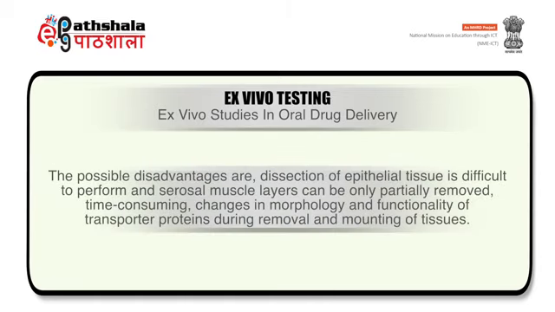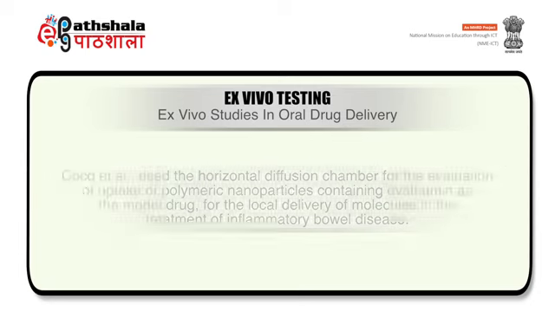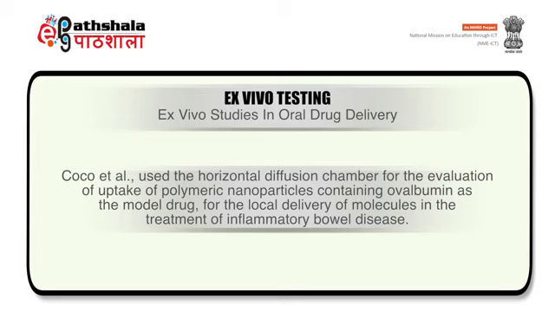The possible disadvantages are that dissection of epithelial tissue is difficult to perform and serosal muscle layers can only be partially removed. It is a time consuming process. Changes in morphology and functionality of the transporter proteins during removal and mounting of the tissues can also be observed. Coco et al. used the horizontal diffusion chambers for the evaluation of uptake of polymeric nanoparticles containing ovalbumin as the model drug for the local delivery of molecules in the treatment of inflammatory bowel disease.